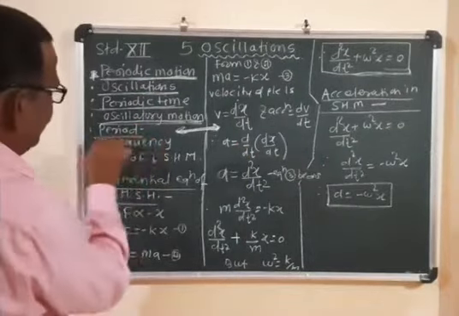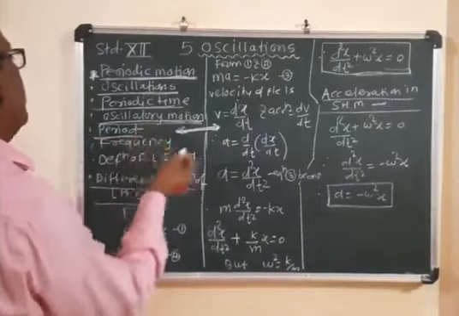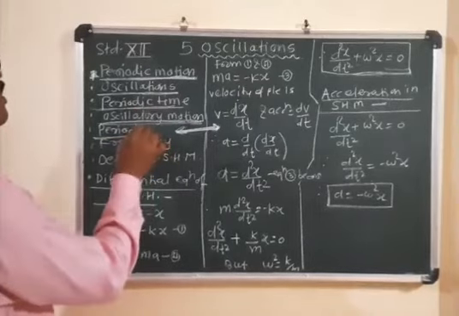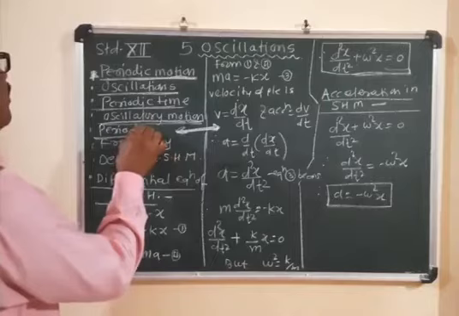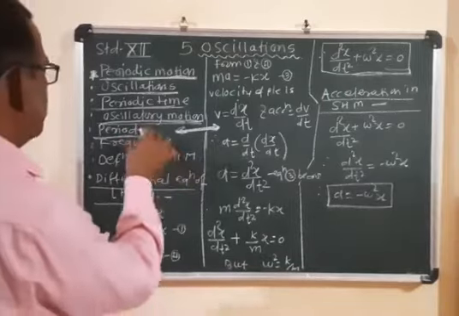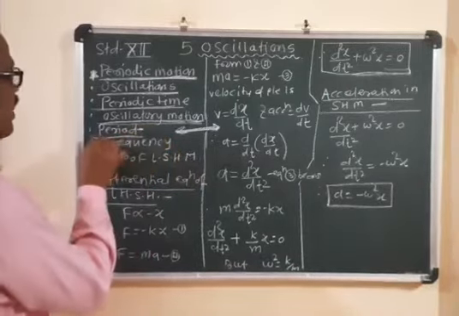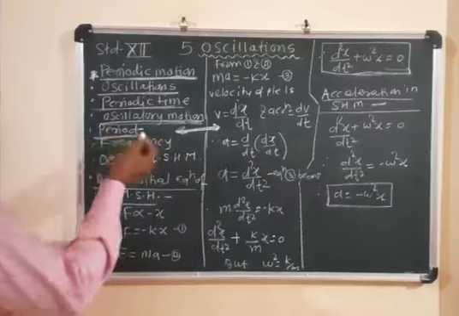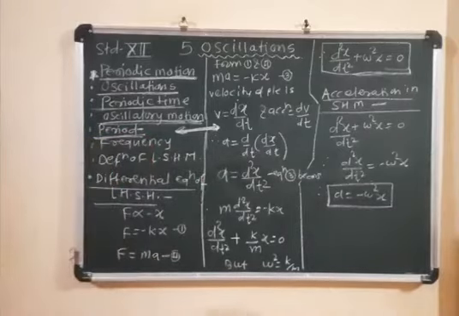What is meant by period of oscillation? The time taken, or very short interval of time taken, by the particle to complete one oscillation or vibration is called the period of oscillation or period of vibration.